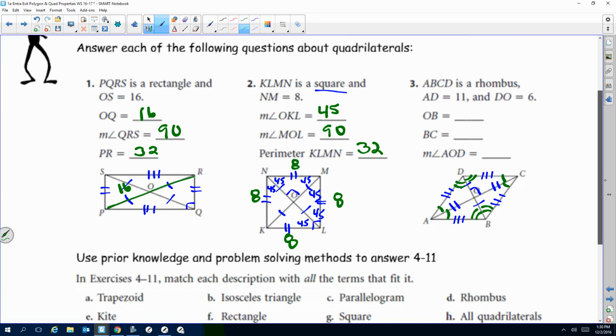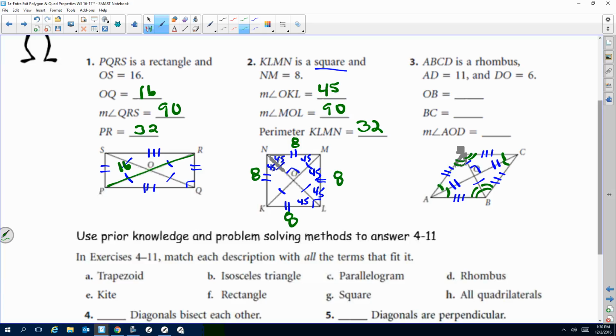So we have obtuse and we have acute, obtuse and acute, and they get bisected. Both pairs are bisected. So they tell us that AD right here is 11, so I'm just going to put 11 on the outside. That's my 3 tick marks. DO is 6. That's my 1 tick mark. They want us to find OB. Well, it's 6. And then BC, well, I see it's opposite 11. Has the same tick marking, so that's 3. That's 11. And then the measure of angle AOD, 90. And we're done.